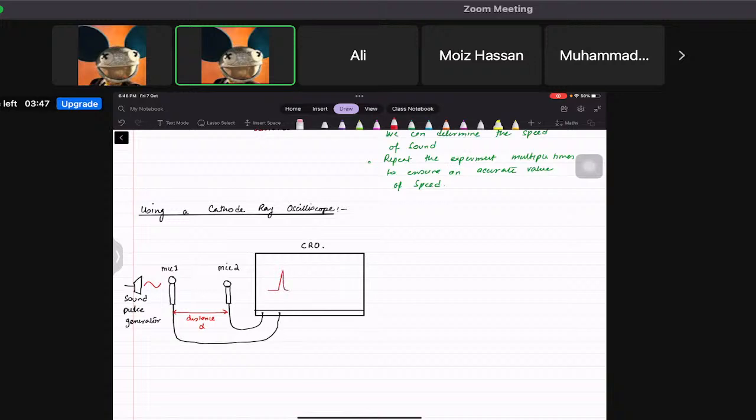And then after a while, when the sound reaches the second mic, after some time, it would show another peak like this. Do you guys understand this? Now, from the screen itself, from the CRO, we can determine the time. And then we can find the speed of sound. This is the most accurate way of doing this.